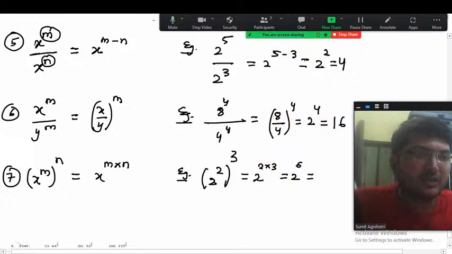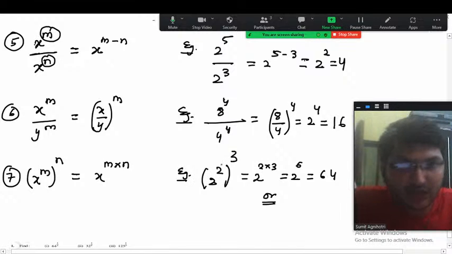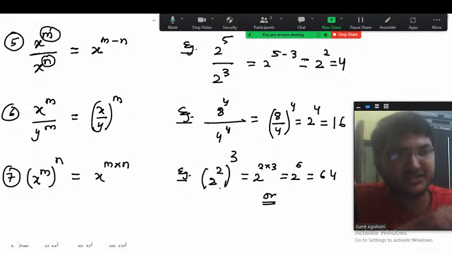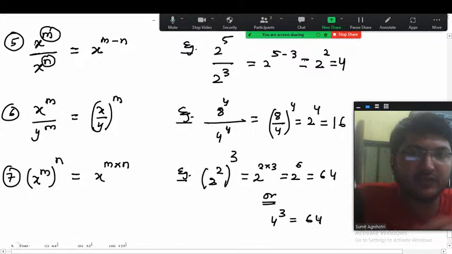We got 2 raised to the power 6, that is equivalent to 64. This is one way. Another way is also there in which you can just solve this bracket first, as we already did in simplification. We solved the bracket. Similarly, we can solve this bracket first. We got 4 and then we can take power 3, that is 4 raised to the power 3, that is again 64. There are two ways to solve such a question.